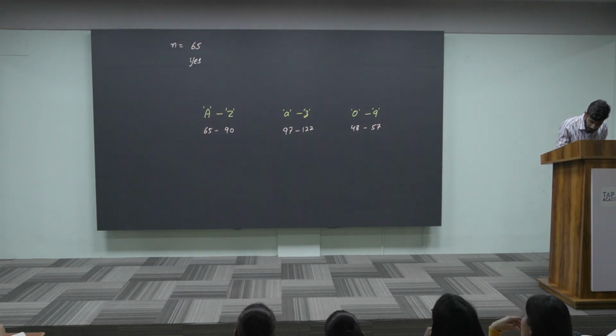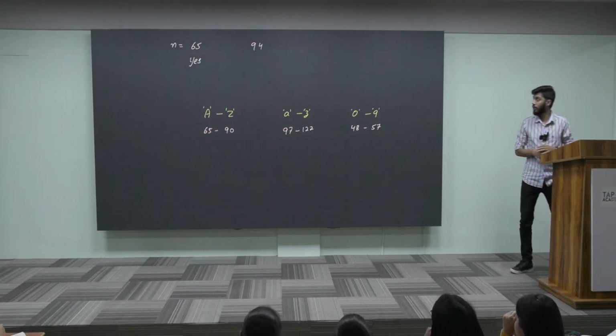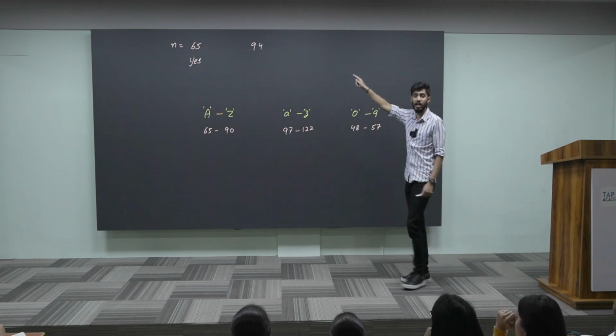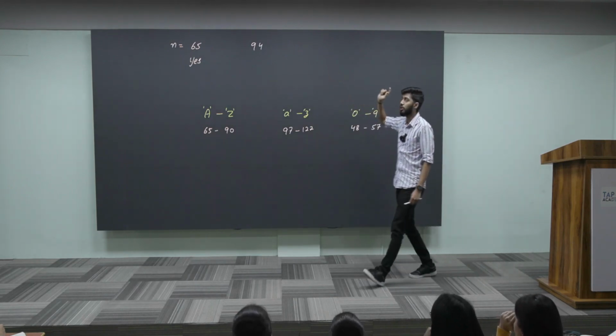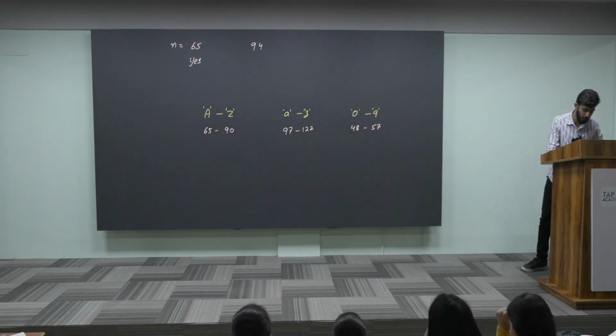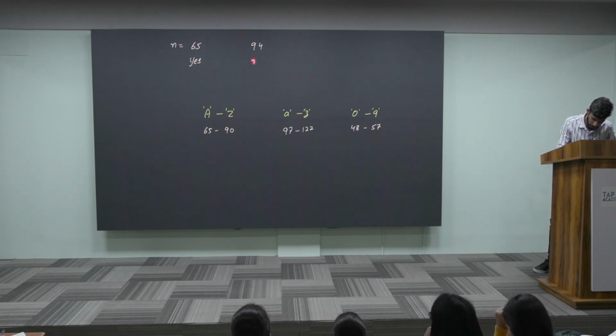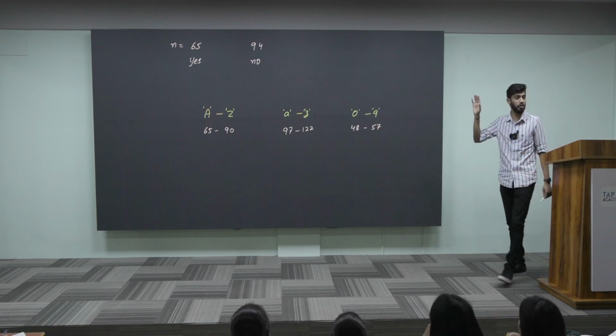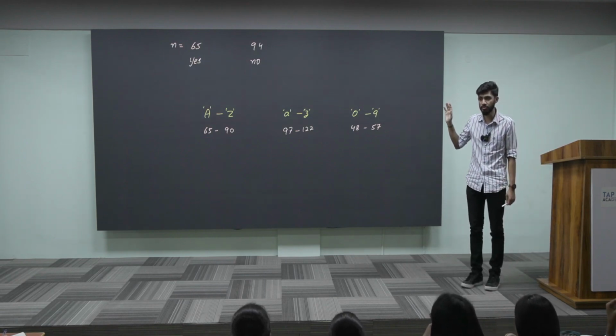Similarly, if the user gives 94, does that fall in the uppercase ASCII value range or not? No, it doesn't fall in the uppercase ASCII value range, so you should say no. Is this clear to everyone? Any doubts in this? Please write the code.